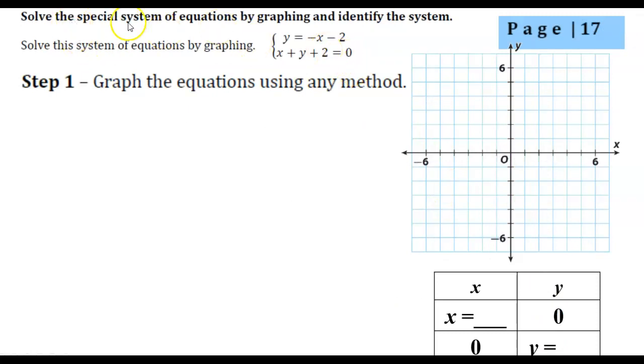Now it says solve a special system. So that means they may cross or they may not cross. We will see what happens here. So here we have y equals -x minus 2. So again, we'll start with our y-intercept of -2. So where on the y-axis do you see -2? Right here, even though it's not numbered, -2 would be here. And if it helps, what I would do before we continue on is number the numbers that are unseen.